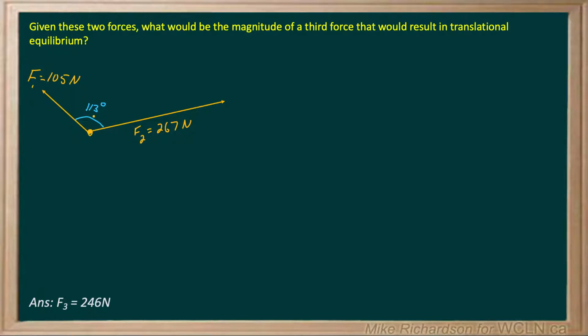Now the angle in between these two forces happens to be 113 degrees, and we're trying to figure out what the magnitude, so I don't care about direction, of the third force, which we'll just call F3. What is the magnitude of that third force so that the thing's in translational equilibrium?